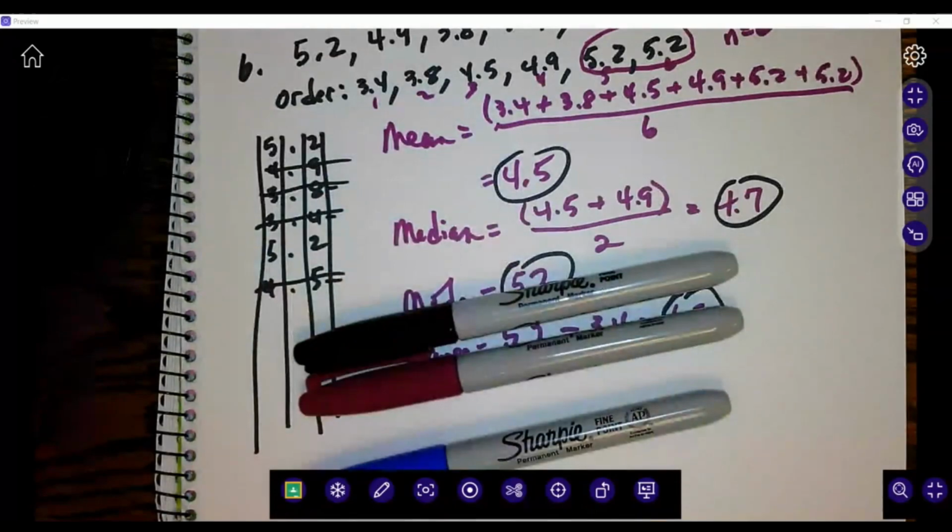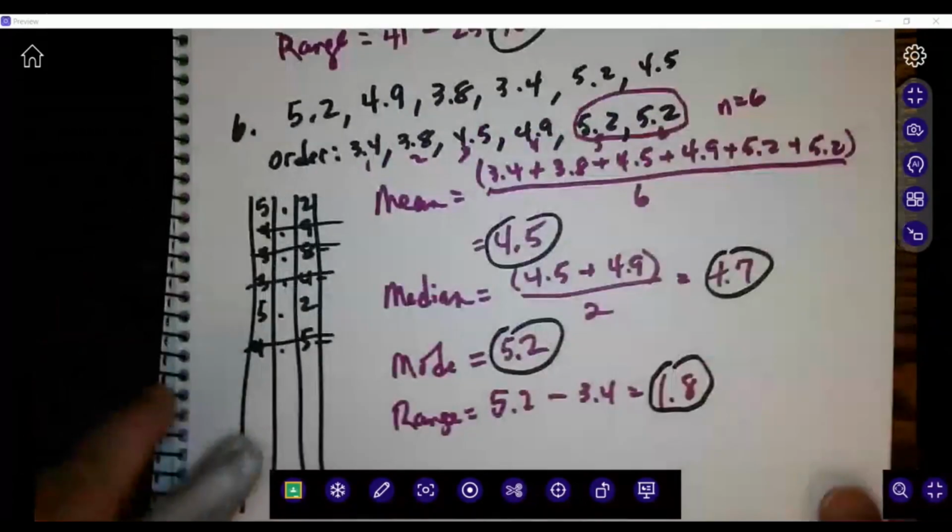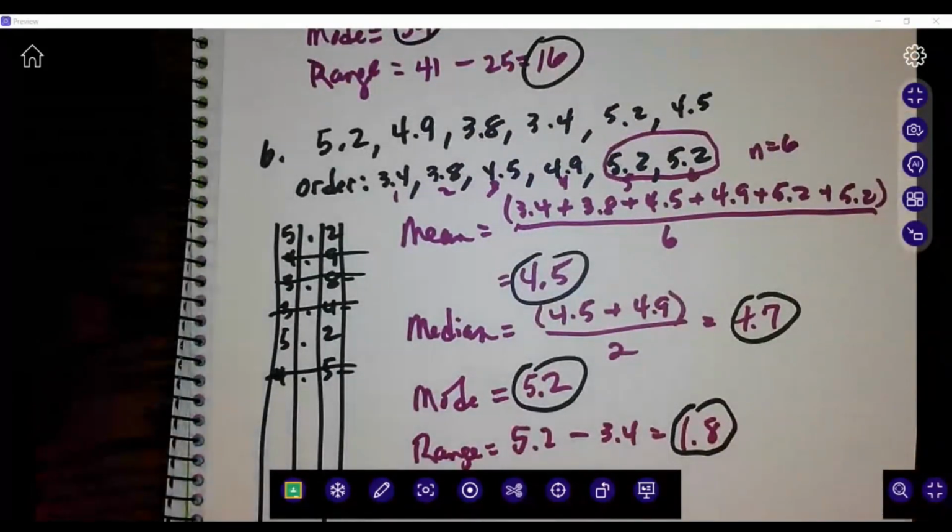Okay? I want you to do number 3 by yourself, and then I'm going to pick some of you to actually give me the answer that you found. So you're working number 3. Values are 1.5, 2.2, 1.3, 2.8, and 2.2. Okay, so I'm going to give you a couple of minutes.